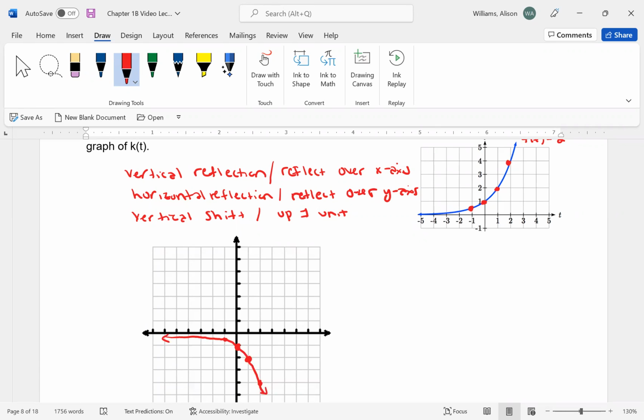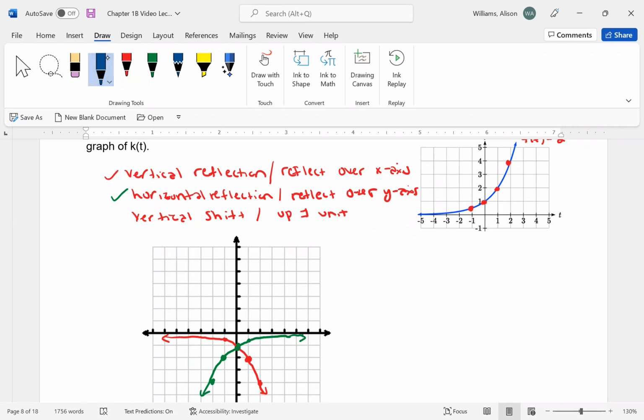Okay, so that's the first shift, the vertical reflection. Now I want to do a horizontal reflection, which means I'm going to change all of the input values to negative. This one doesn't change because it's on the y-axis, so I'm going to leave it where it is. But this one is going to flip over here, and this one flips over here. So I've taken all my points and reflected them across the y-axis, and that's going to look like this. The green graph is this change. The red graph is the vertical reflection.